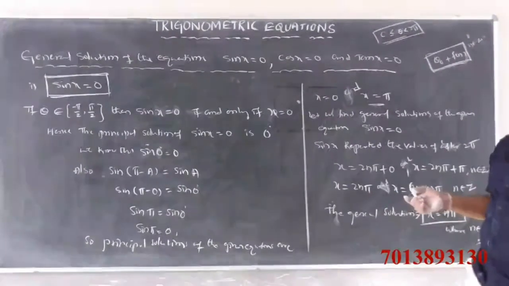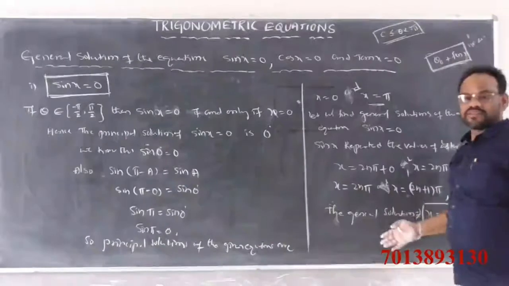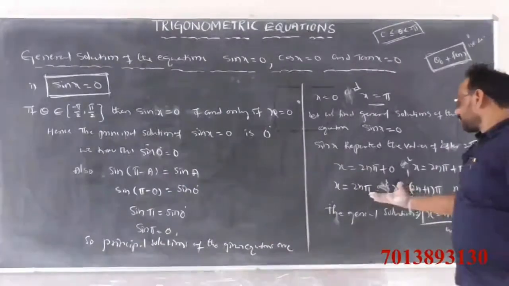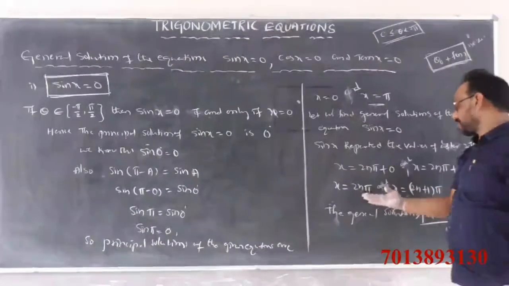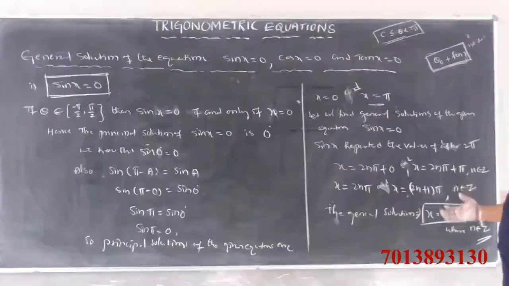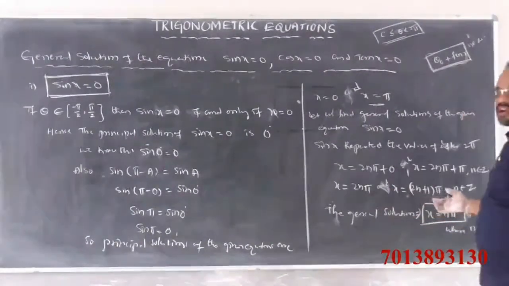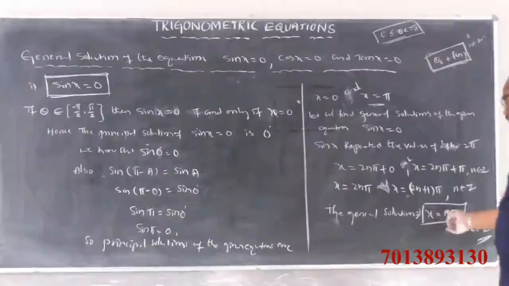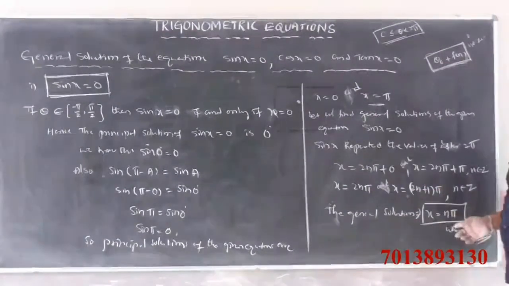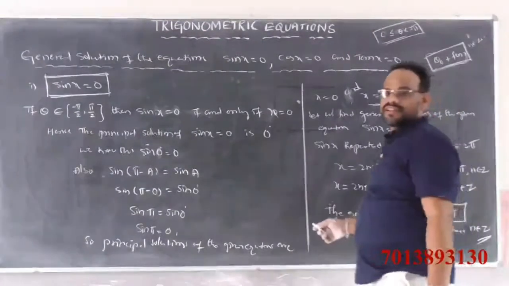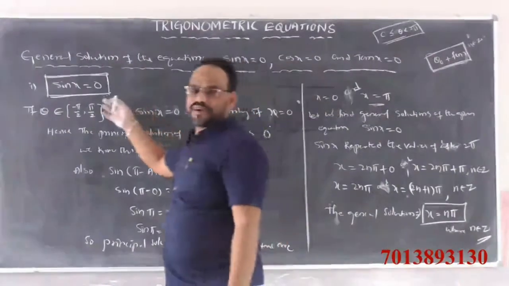We want the union. We want the general solution. The general solution means we want the union. X is equal to 2n pi and x is equal to (2n plus 1) pi. The union means we get, this is even numbers, this is odd numbers. The union means we get integers, that is x is equal to n pi, where n belongs to Z. So x is equal to n pi is the general solution of the given trigonometric equation.